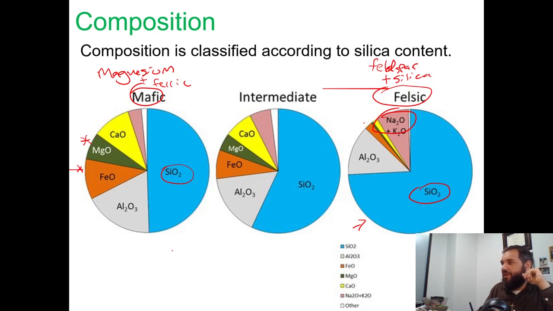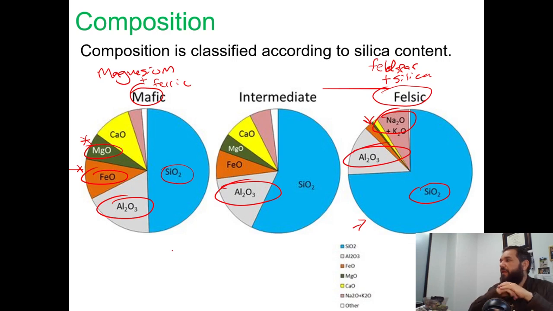And notice that now our iron is orange and magnesium is olive green. This has very little magnesium and iron. Okay? So, mafic rocks are high in magnesium and iron. Felsic rocks are higher in sodium, potassium, and silica. Notice that aluminum is kind of interesting. It's approximately the same in all three of these.